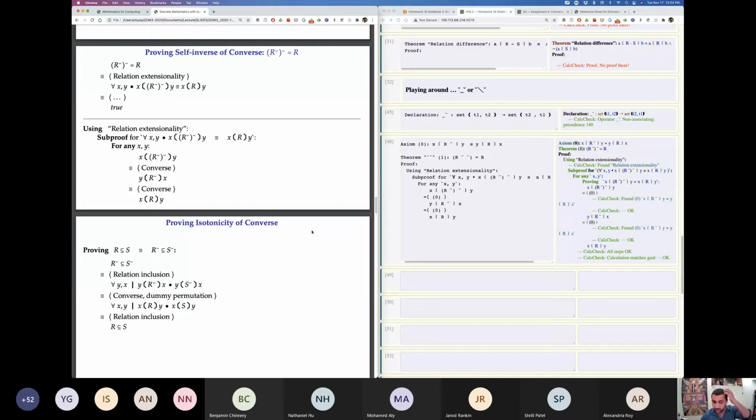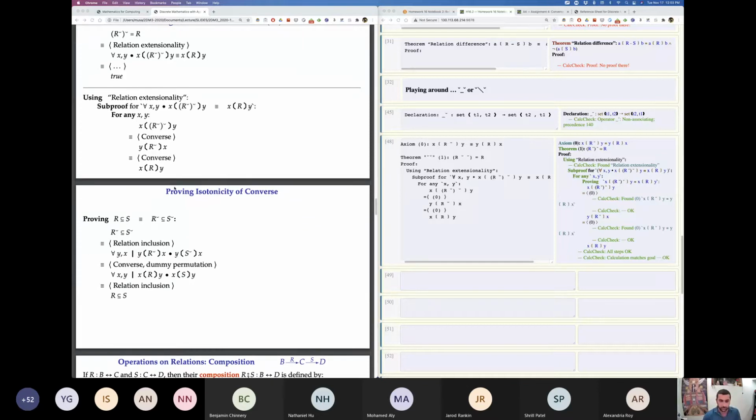Are there any other questions or concerns before we move on? So in a similar fashion, we can prove isotonicity of converse. Okay. We just invoke the definition of relation inclusion. We apply the definition of converse twice to flip these and flip those. Okay. Then we just change the order of the dummies, X, Y, Y, X, and then invoke relation inclusion again. Not a big deal.